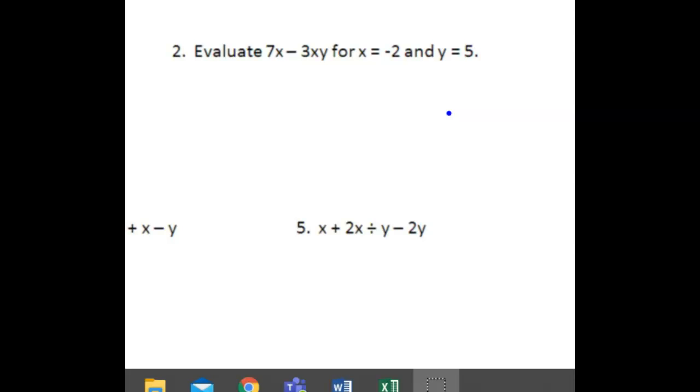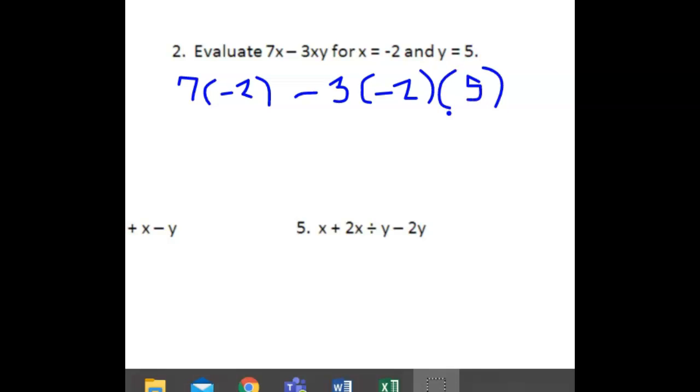Okay, number two, evaluate 7x minus 3xy for x equals negative 2 and y equals 5. So we're going to plug negative 2 in for x. So you get 7 times negative 2 minus 3 times negative 2 times y being 5. 7 times negative 2 is negative 14.